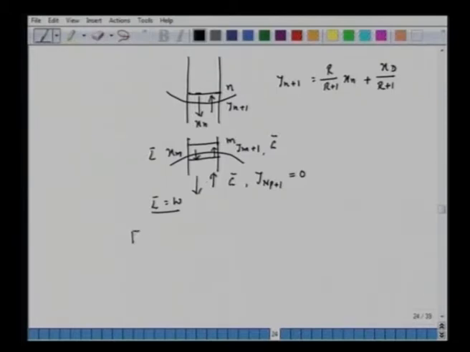Overall balance: F plus G bar equals D plus W bar. Mind you, this W bar is nothing but L bar. So compare this to the earlier case where we had F equals D plus W. Now we have F plus G bar, that's what enters, equal to the top product D which leaves, and L bar or W. So this is the new equation we have.